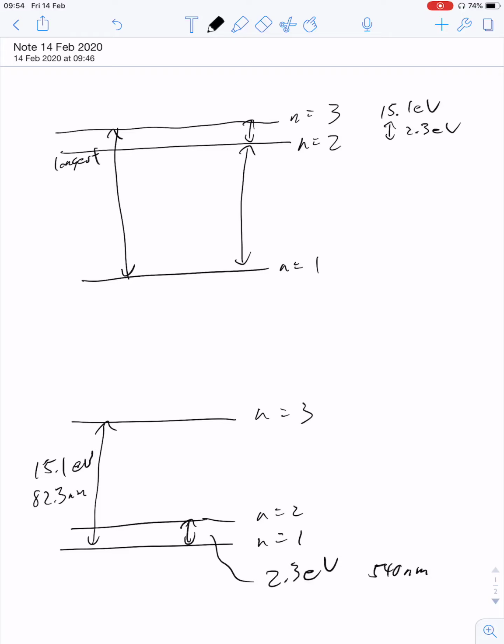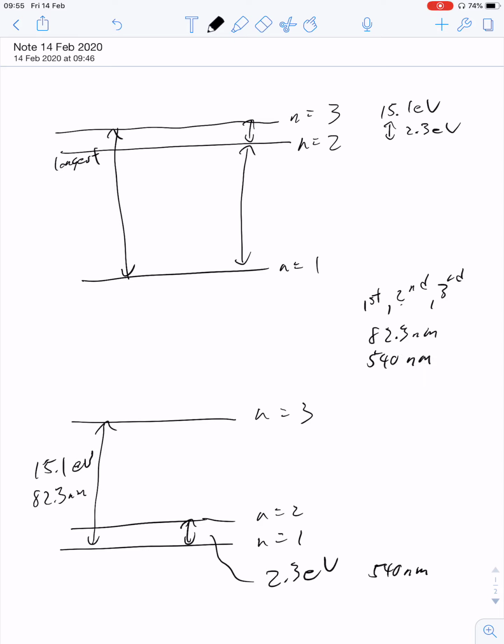Hi, this video is for anybody who's having troubles understanding one of the questions from Kognity. It states that it is observed that a particular emission spectrum contains three wavelengths originating from the transition between the first, second, and third levels in an atom. The longest and shortest wavelengths are given to be 82.3 nanometers and 540 nanometers.